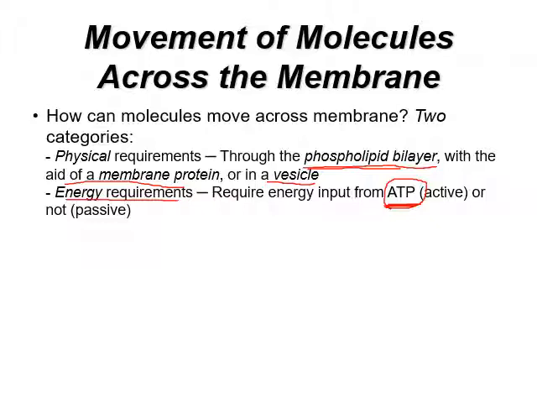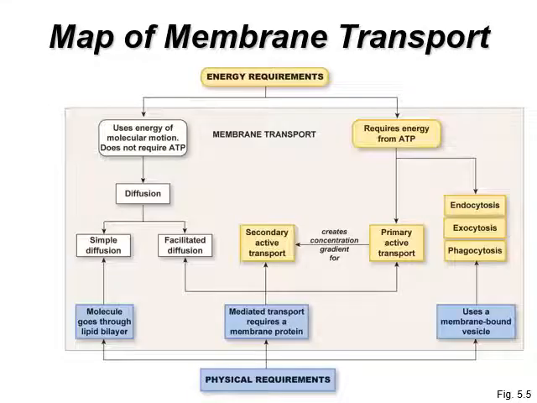Okay, we're going to talk about active versus passive. Active would actually be using energy from the cell. Passive means the cell doesn't have to put energy in to make this movement, in this case, a movement of a molecule across the membrane. All right, so this kind of diagram here just walks us through pretty much what we're going to be talking about for most of this lecture.